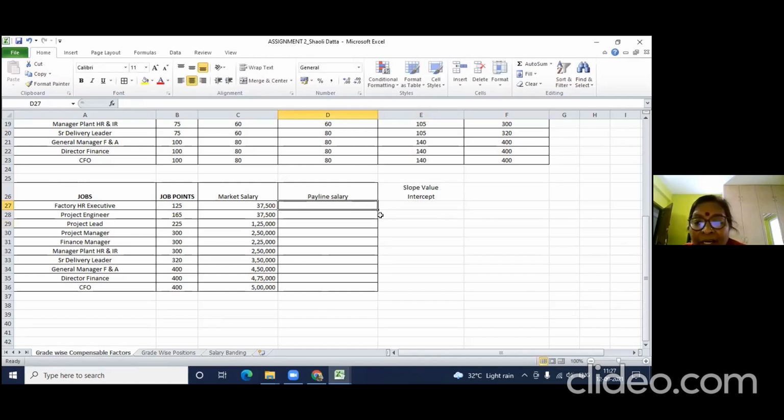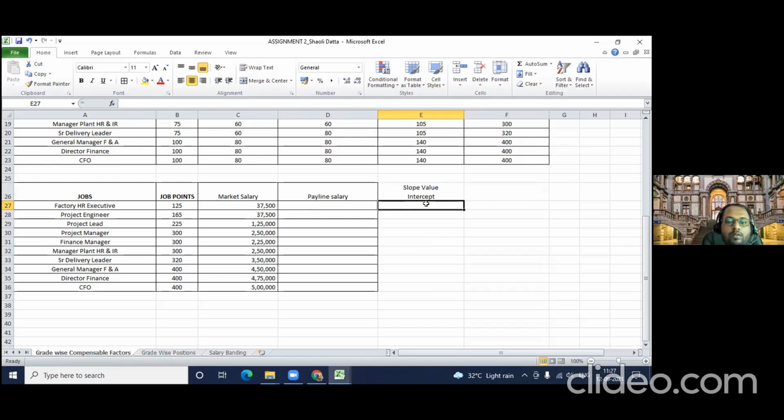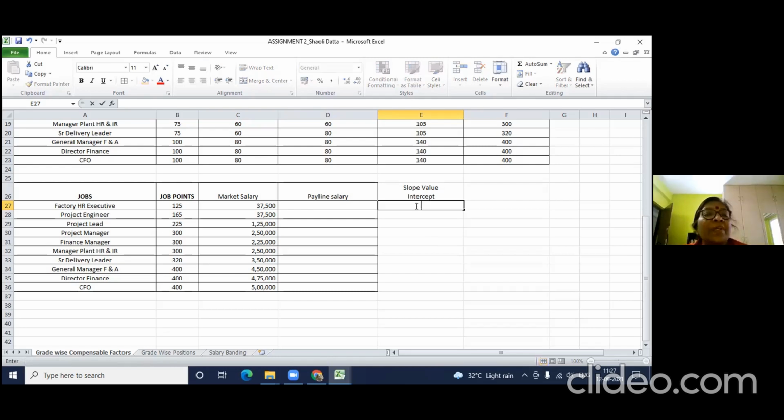Now, first of all, let us calculate the slope value. How will you calculate the slope value? Go to fx, function x, formula, in your function bar. Please click on fx. Now, call for slope. Then if you click slope, it asks for known y's and known x's. Your market salary is always Y. So please calculate the slope value. Known y's is market salary, and X is always your job point value.